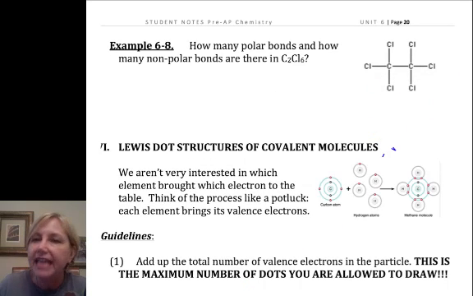We're going to be moving now into Lewis dot structures of covalent molecules. You've already done it for ionic. You watched Ms. Marusik's videos and found out just how incredibly wonderful she is. And now we're going to do it for covalent molecules.